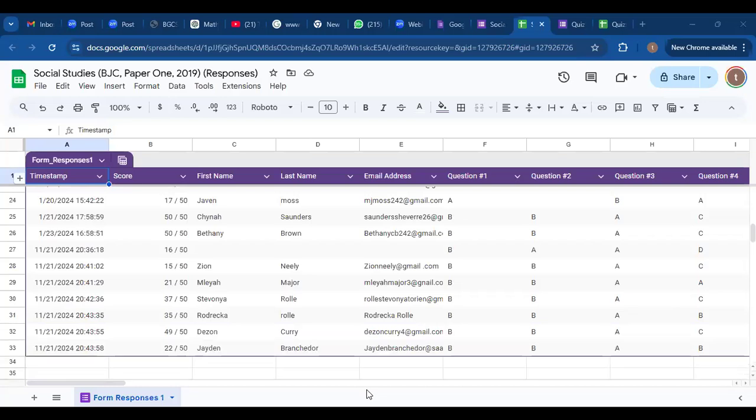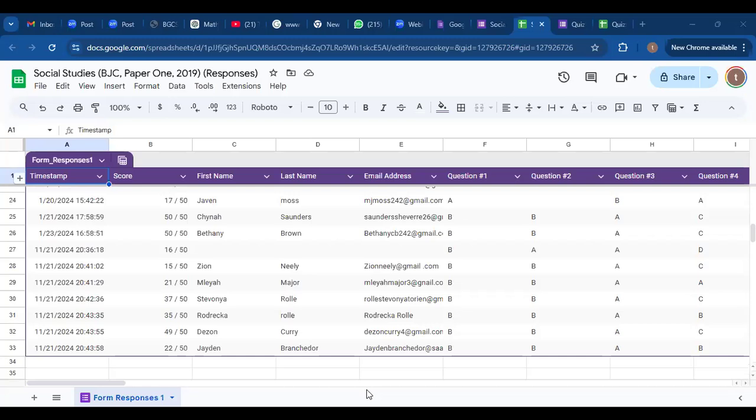Dazon Curry. Yes, sir. You got a 49 or a 50. That's very good. That's a 98%. Are you doing RK? Yes, sir. I also put the RK quiz. Please do the RK quiz.